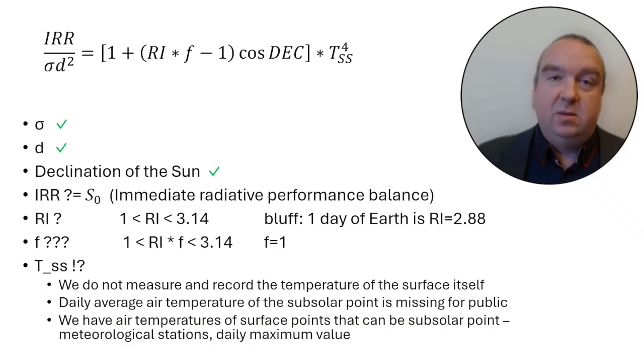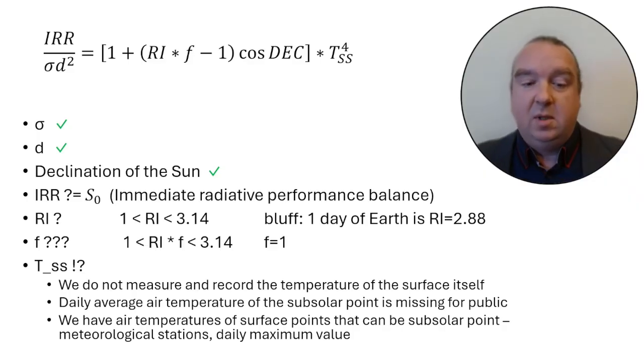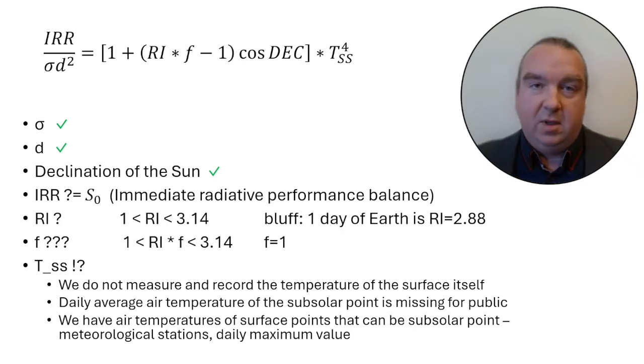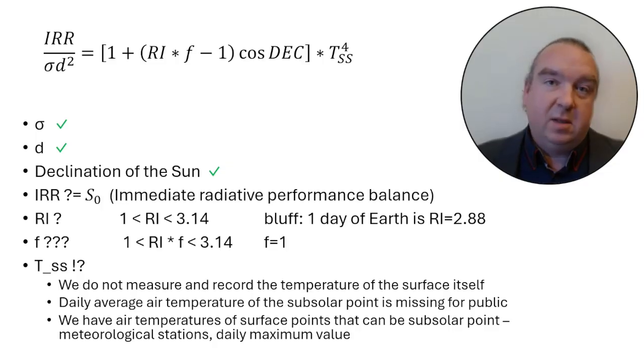It's very interesting, so I make a little summarization. We know the sigma, the Stefan-Boltzmann constant. We know the distance between Sun and Earth. We know the declination of the Sun at every day. We don't know how much irradiation we should write in that equation because everybody else says that we cannot enter the incoming performance, the sum, simply.